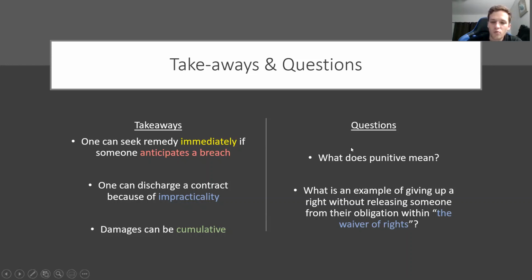But my mother had some questions for me. She asked what punitive means, and it basically means to punish. So a punitive damage is punishment damages. And then what is an example of giving up a right without releasing someone from their obligations within the waiver of rights? An example of that is like what I said with the late homework.